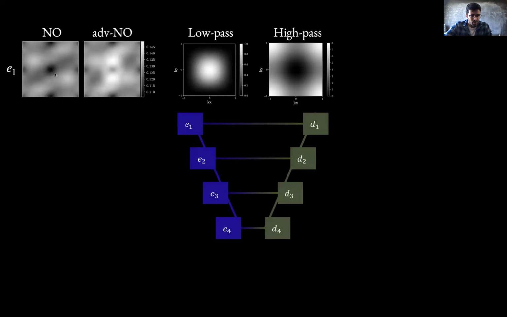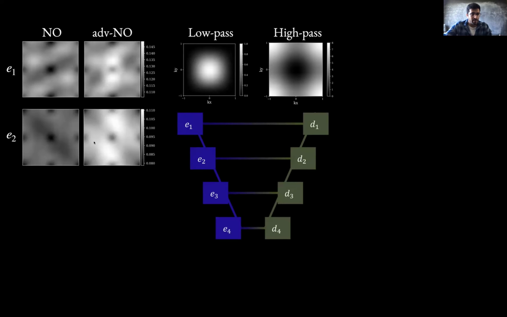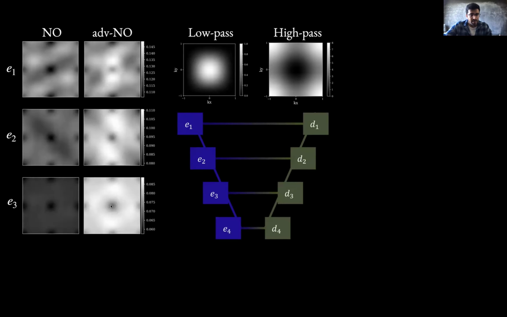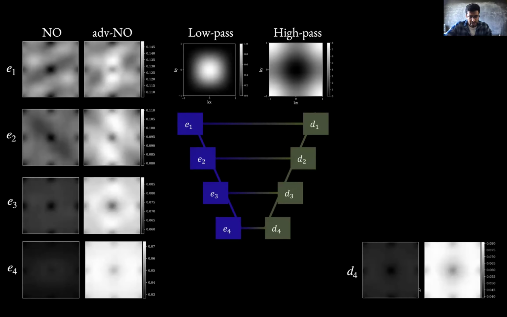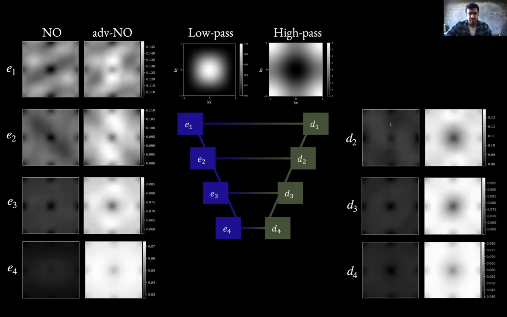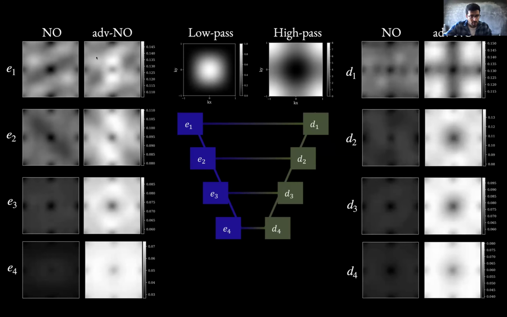So for E1, this is what it looks like. The energy of the neural operator and the energy of the adversarially trained neural operator. For E2, E3, E4, D4, D3, D2, D1. I hope you're able to understand what I'm doing here. Corresponding to each block in the U-Net based neural operator, I take the learned kernels and I compute the energy and I print them on the same scale.